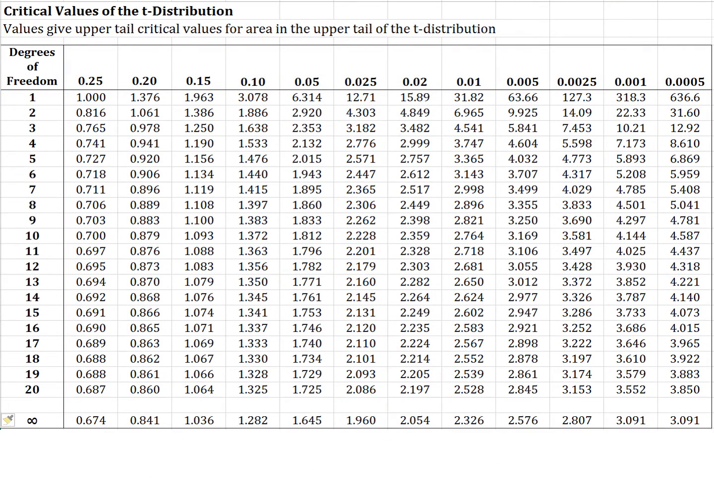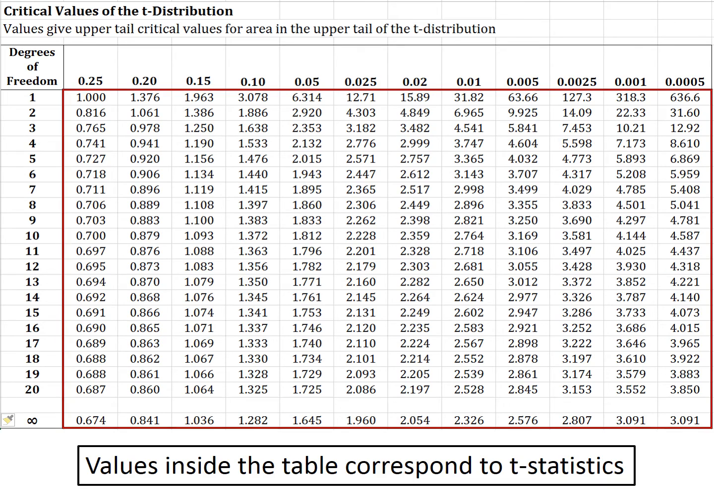Let's take a look at the t-table. The first thing you should notice is that it looks a little bit different than the standard normal table. The values that are embedded inside the table actually correspond to t-statistics. With the standard normal table, we had the z-scores along the rows and along the columns, and we used those z-scores to calculate probabilities that were inside the table. The t-distribution is the opposite. Inside the table are actual t-statistics.